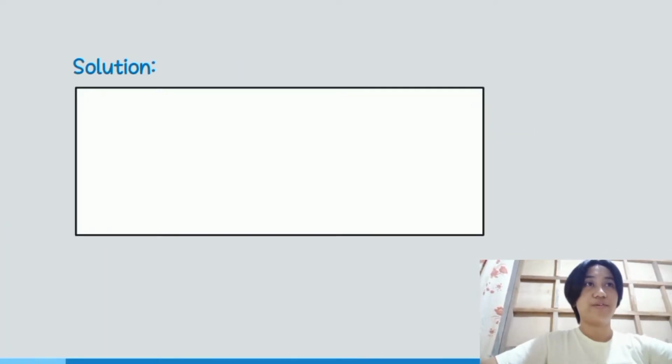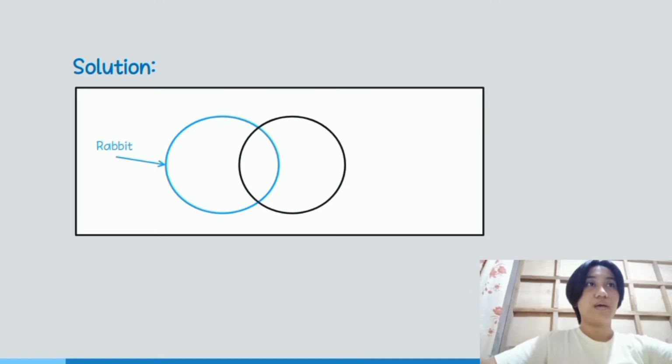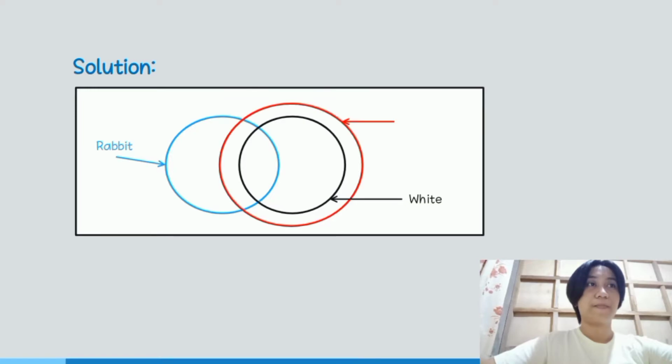So let's draw a circle first. This blue circle here indicates the rabbit, and the black circle indicates the white animals. So we have now the first premise, which is some rabbits are white. Let's proceed to the second premise, which states that all white animals like tomatoes. So all white animals must be inside of the circle for the tomatoes.